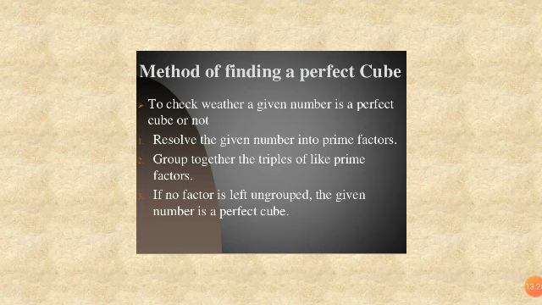Method of finding a perfect cube. To check whether the given number is a perfect cube or not, resolve the given number into prime factors. Group together the triples of like prime factors. If no factor is left ungrouped, the given number is a perfect cube.